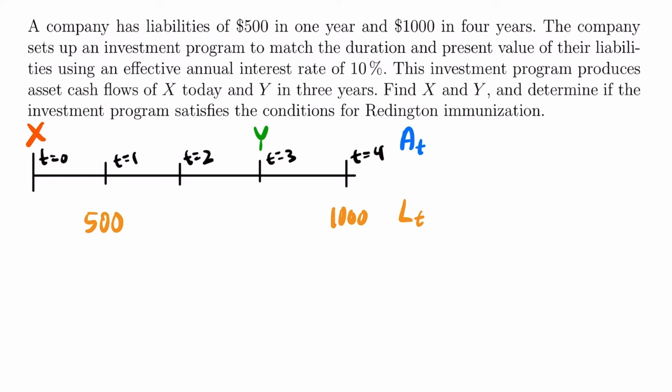Okay, now just to make sure you understand why X is at t equals 0, whenever you were told that a payment is made today, that is referring to the present time at time equals 0. Okay, so that's why X is there and not at time equals 1.